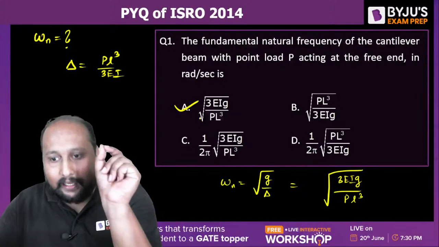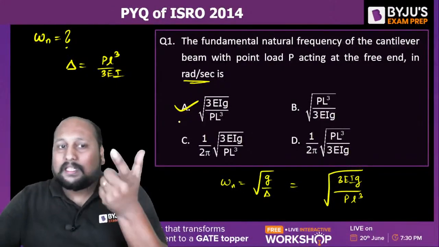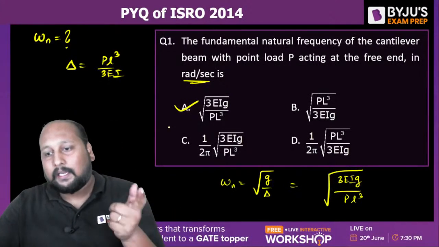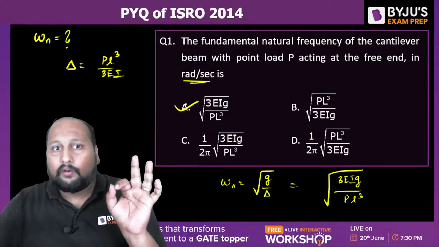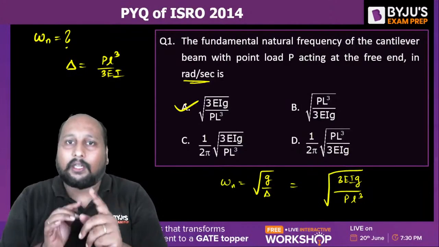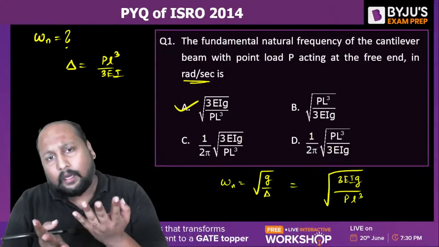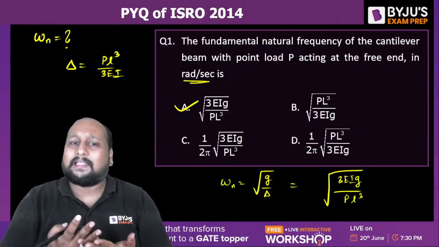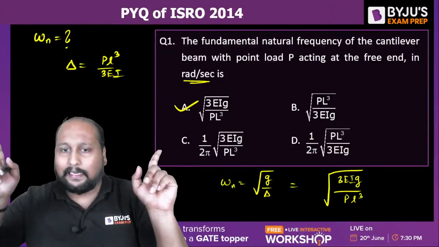Please see the units also. If they're asking in hertz, then your answer will be different. Then option C will be the correct answer, just like I think Aspirant has given. Very good Arnab. Please see the units, because normally in natural vibration either they'll be asking in hertz or in radian per second. They're asking directly in radian per second, so option A is the correct answer. C will be correct if they're asking in hertz. Okay, clear. Next question.